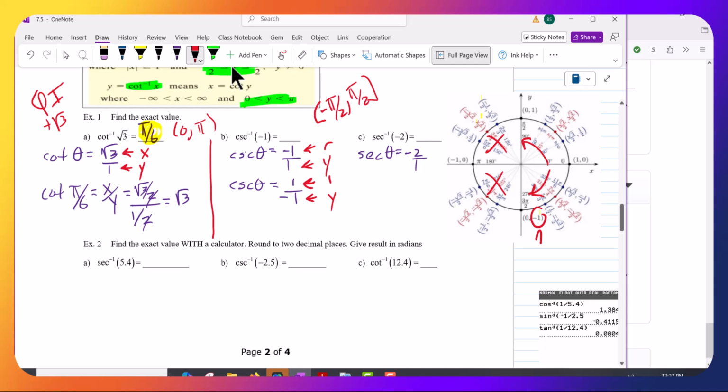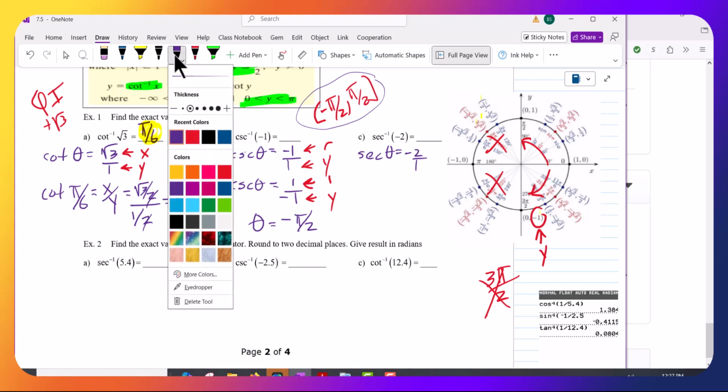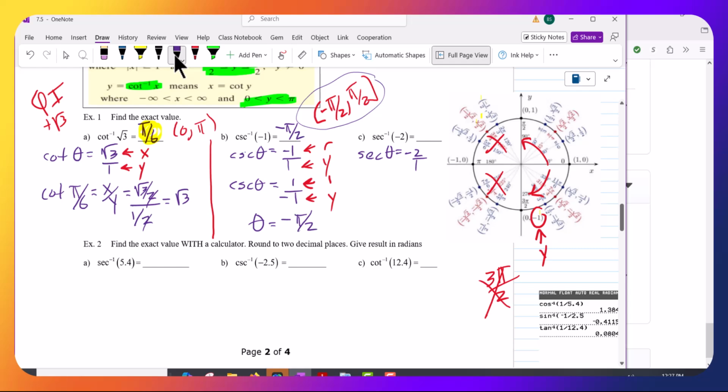Here's where y is negative 1. Again, you don't give the angle answer 3 pi over 2 because it's out of range. What you have to do is give something that's in range, so the coterminal angle would be negative pi over 2. You must fit in this range if you're doing an inverse cosecant. So the answer to this problem is negative pi over 2. Okay, so pay attention to these ranges. It's super important that you do that on these problems.